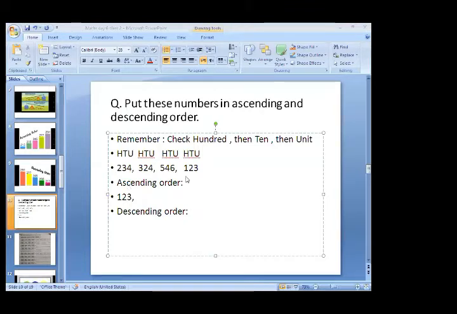After 123, three numbers are remaining: 234, 324, and 546. So which digit is smaller at the hundred place? 2, 3, 5. 2 is smaller, so we write 234.